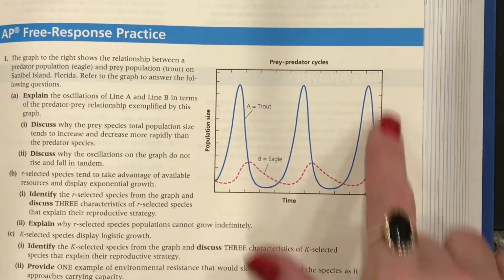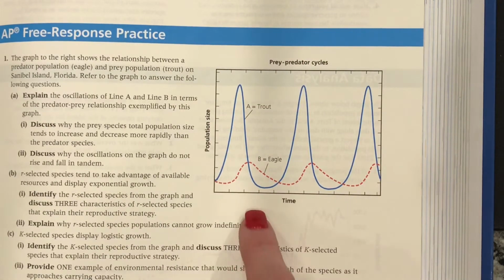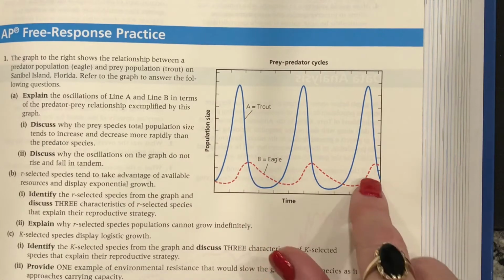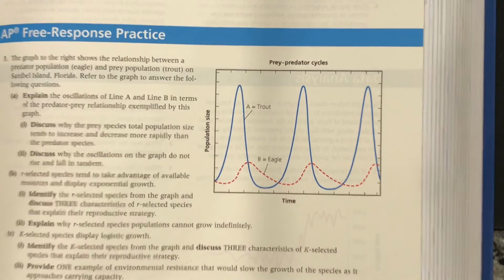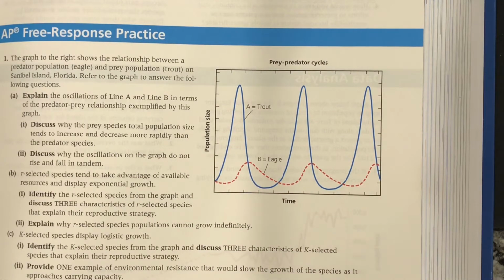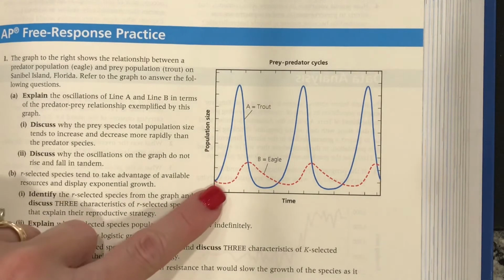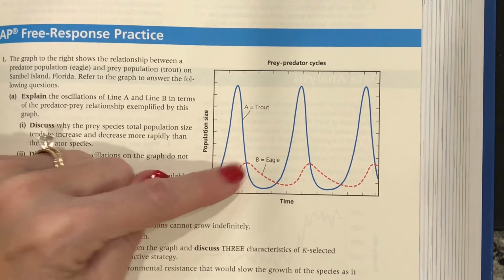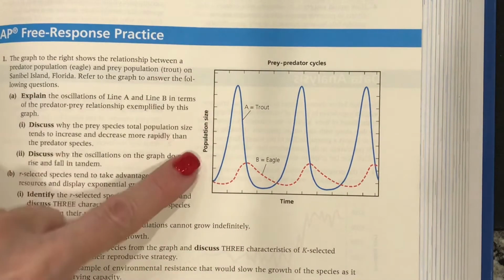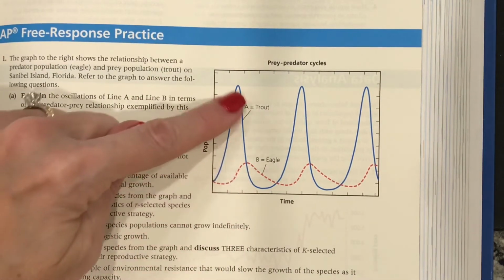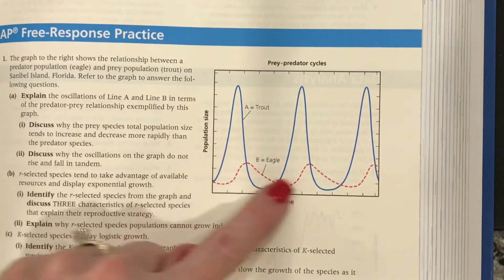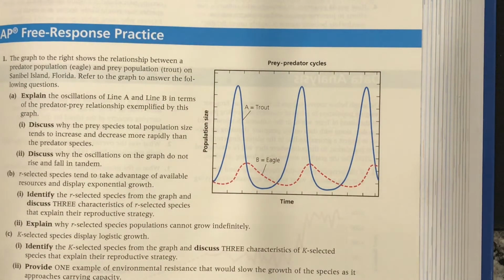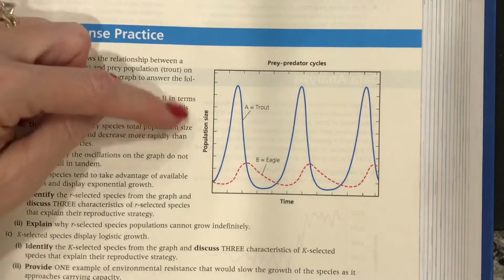This is a predator-prey cycle. This happens to be trouts and eagles. It could be rabbits and lynx. It could be stoats and rabbits. Doesn't really matter. Explain what the two lines represent. So, prey populations go up. You're going to notice, okay, this is time, population size. These are two different populations. This is a population of trout. This is a population of eagles. Sorry, it always helps to orient yourself to the graph before you get started.